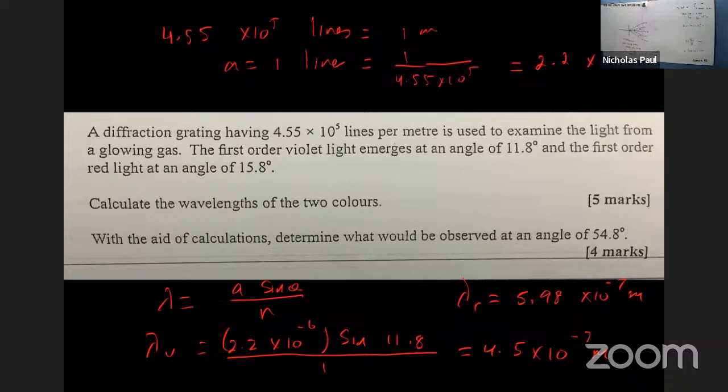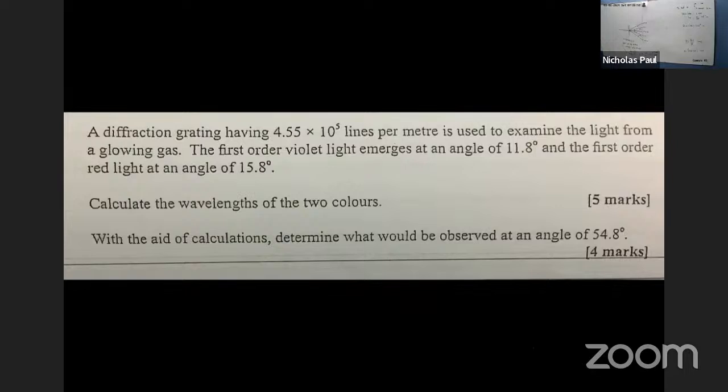Why don't you try it again, just make n the subject. How many formulas relate to diffraction grating? One, only one. So n is equal to A sine theta over lambda. Right, so plug in 54.8 for both of them. The red wavelength and the violet wavelength. And tell me what happened.